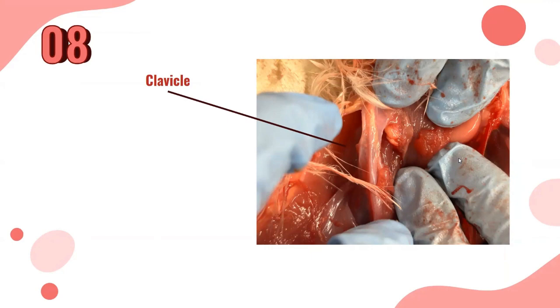Then we have the clavicle, which is also known as the collarbone. This acts as a strong base for the wings.